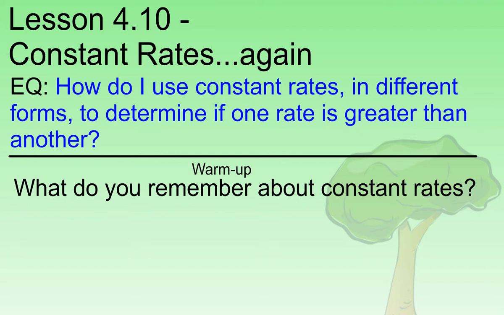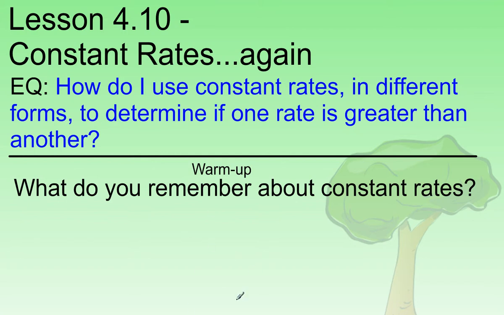So I kind of let the cat out of the bag a little bit. You might remember that they are proportional, that if you find the slope of a constant rate, it is a unit rate. You can use those proportions to find your relationship.